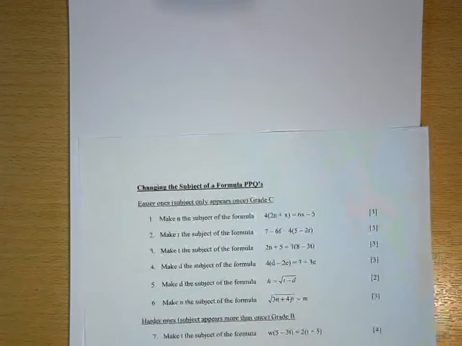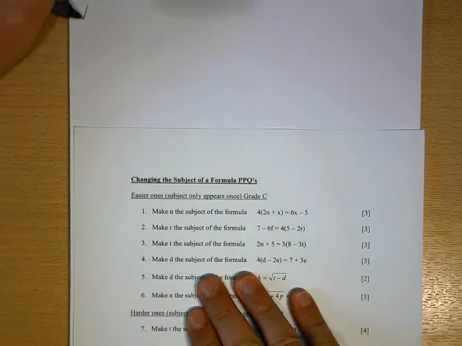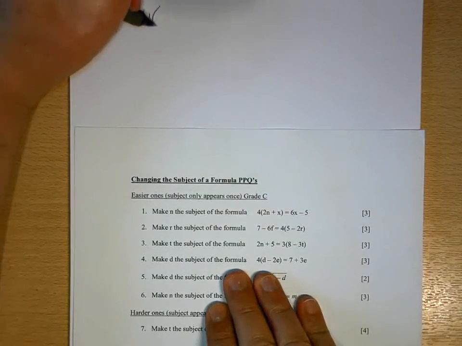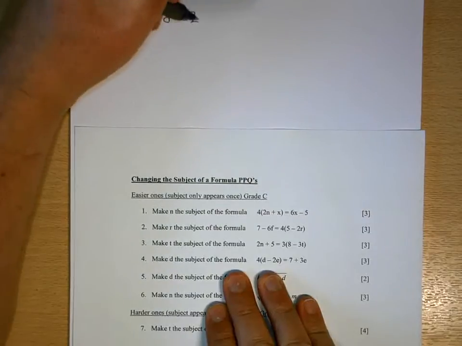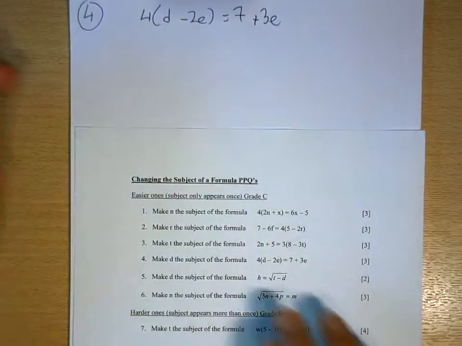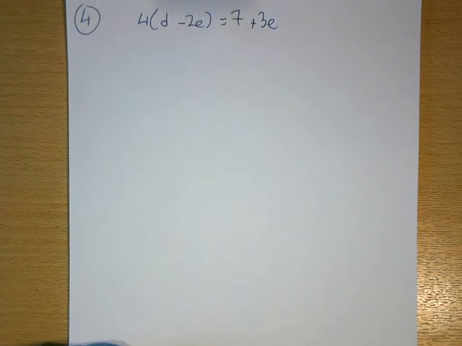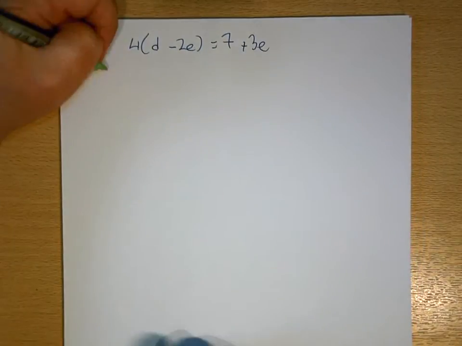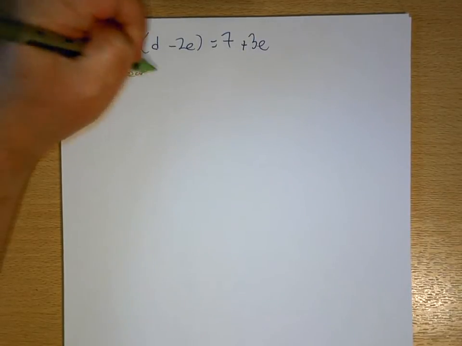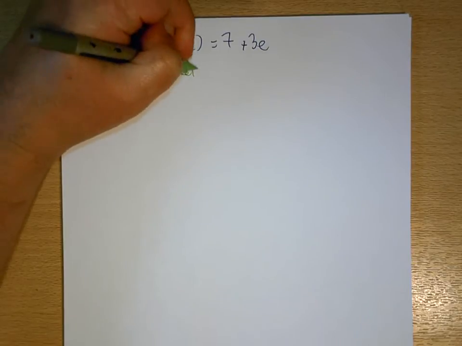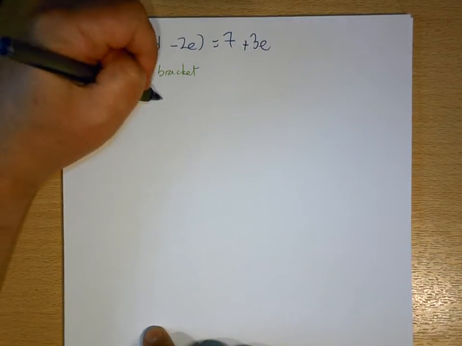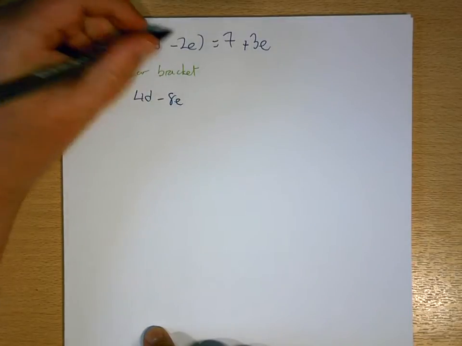Number 4. Make d the subject of the formula, 4 bracket d, take 2e. Okay, deal with the bracket. Four times d is 4d minus 8e. 4 times that is that.